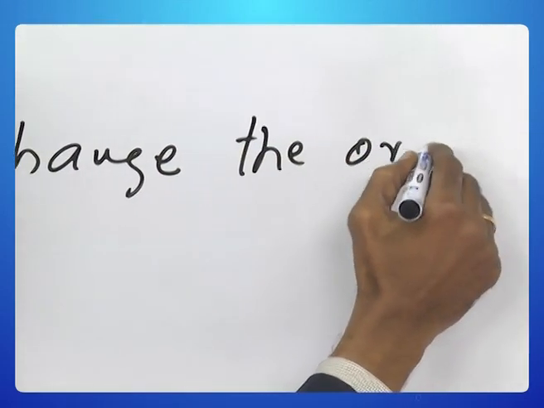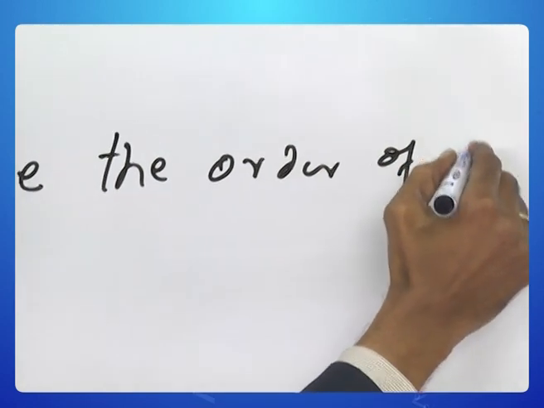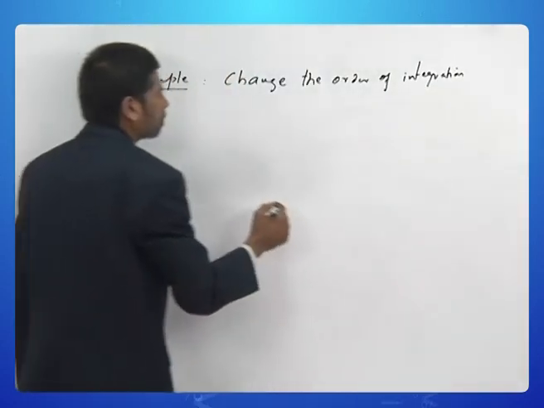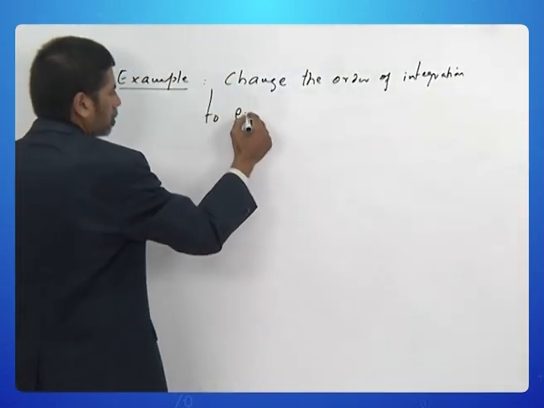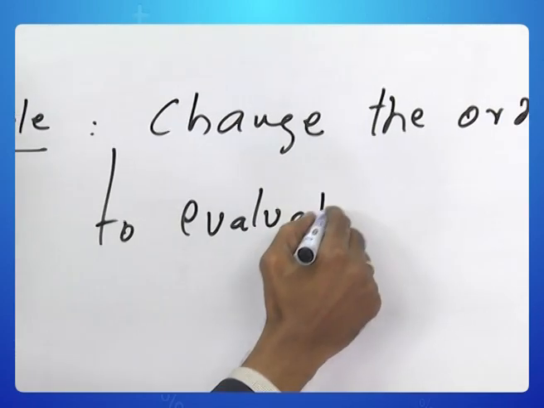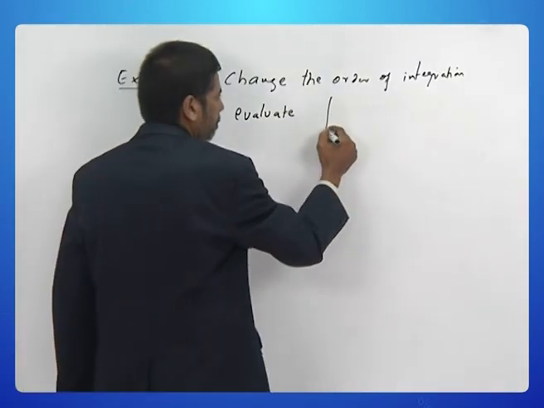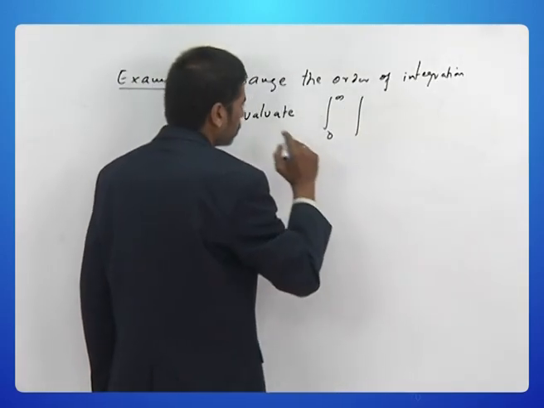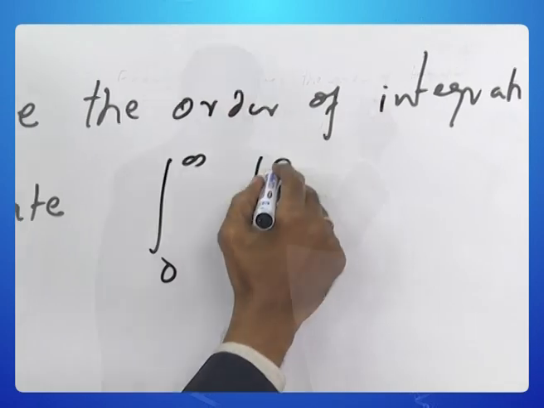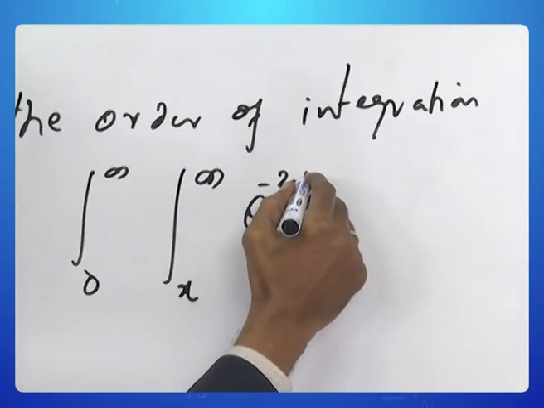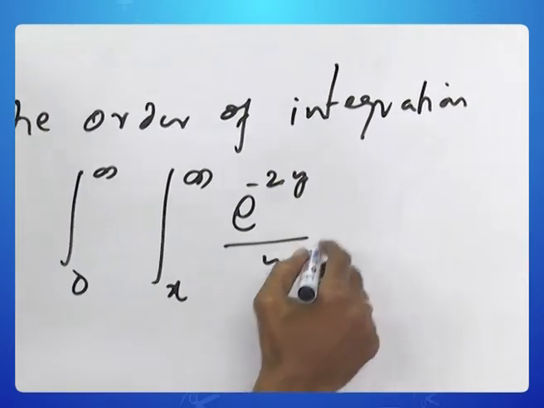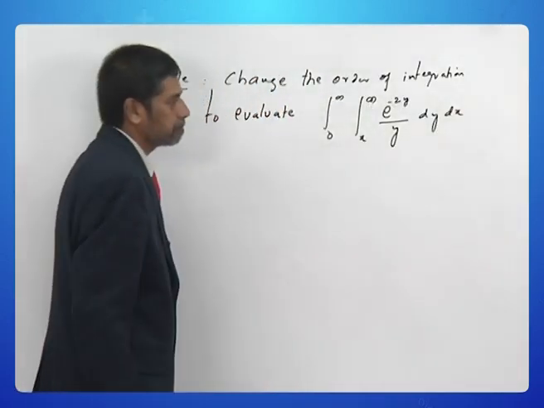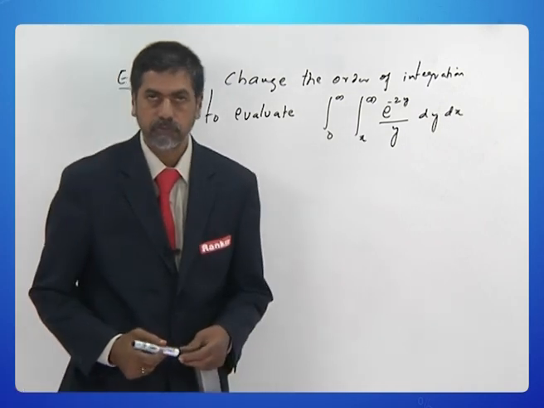Change the order of integration to evaluate the integral from 0 to infinity, integral from x to infinity, e power minus 2y by y dy dx. Let us look at this problem.